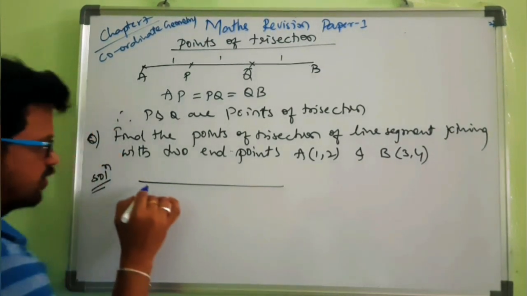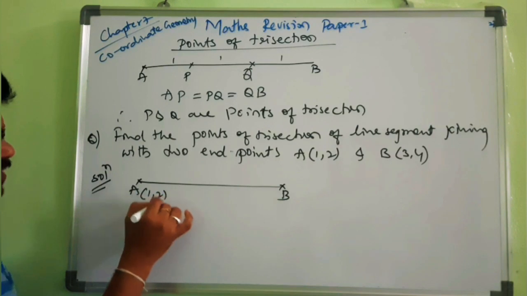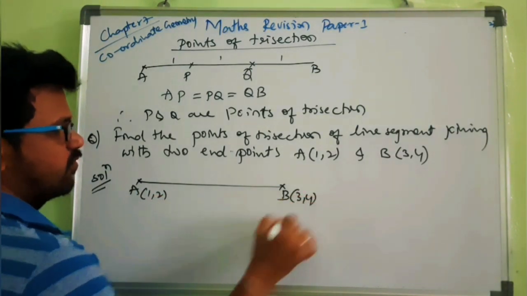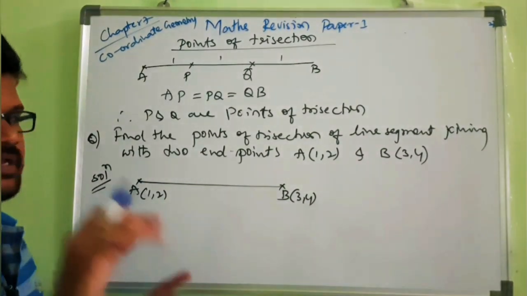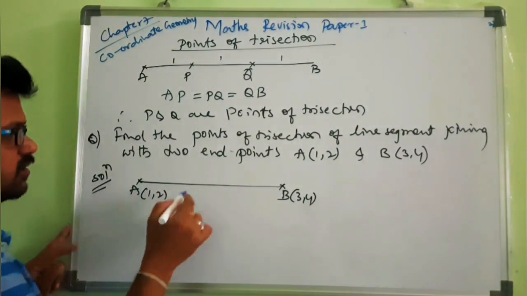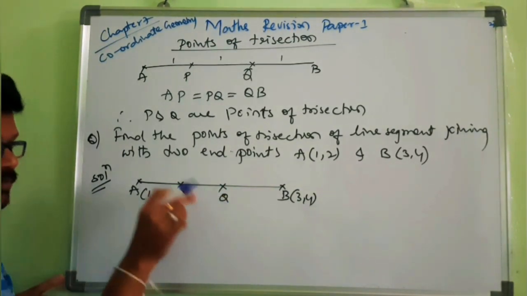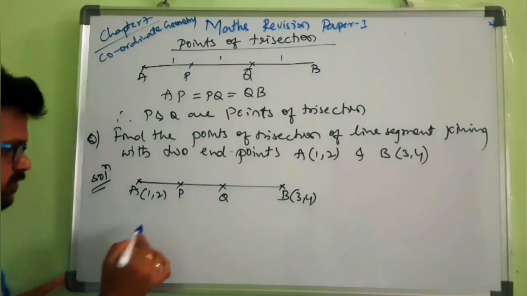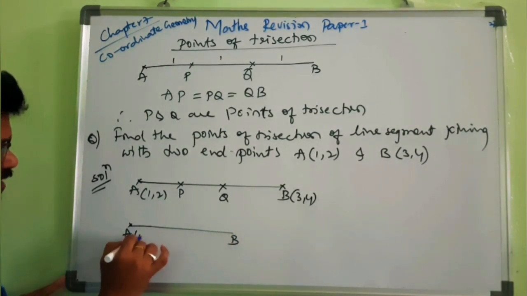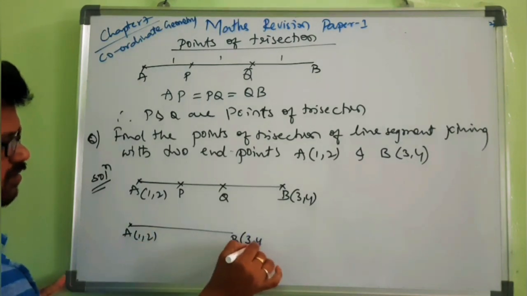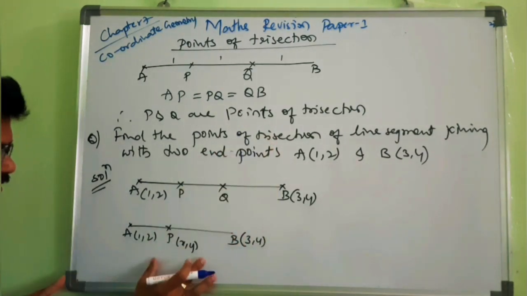First, draw the line segment AB, with coordinates of A (1, 2) and B (3, 4). Diagram is compulsory. Why? Because if you draw the correct diagram, you will understand what you have to do. So here this is P and Q. So P and Q are points of trisection. First you have to find P. Draw one more diagram first. A, B: 1, 2 and 3, 4. This is P. We have to find P first. Forget about Q.